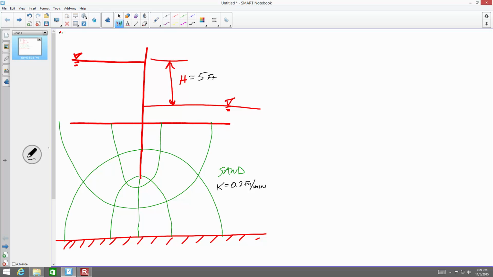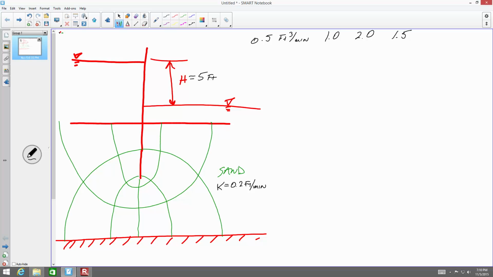Of course, that's lineal feet into the board. The answers give us a choice of 0.5 feet cubed per minute, 1.0, 2.0, or 1.5. So they're wanting to know what the quantity of flow is underneath this structure.